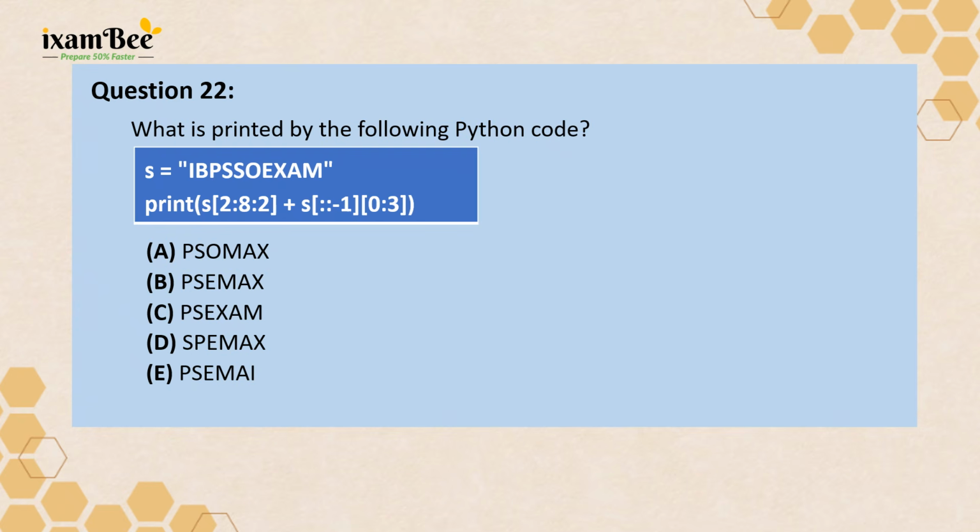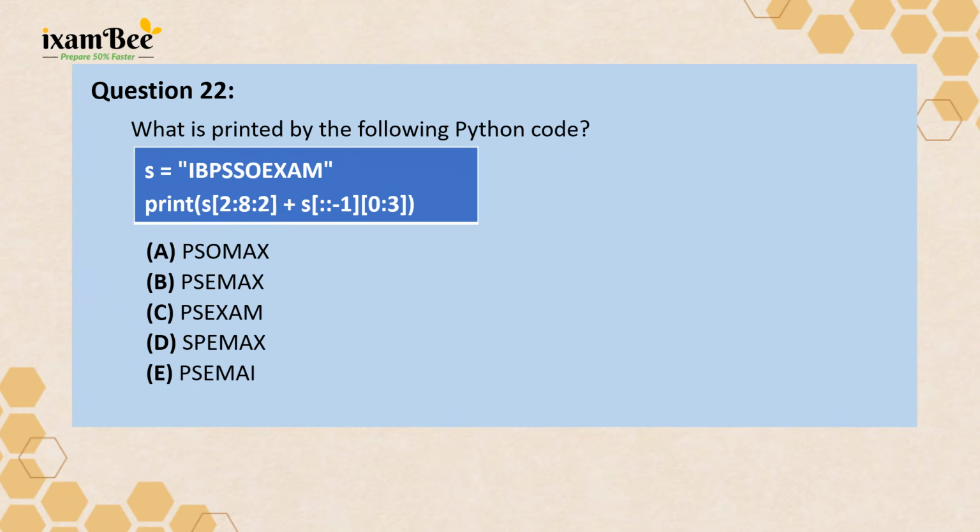The slice S[2:8:2] starts at index 2, stops before index 8 and steps by 2. So it picks up indices 2, 4 and 6, which are P, S and E, giving us "PSE".